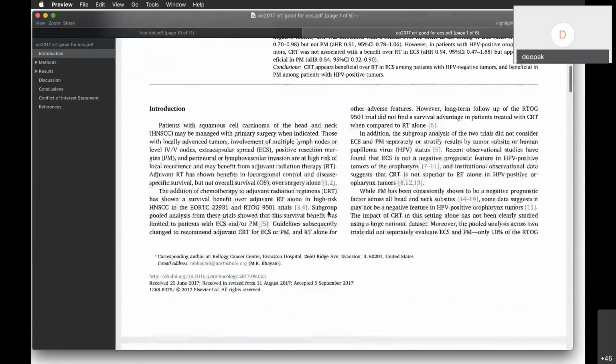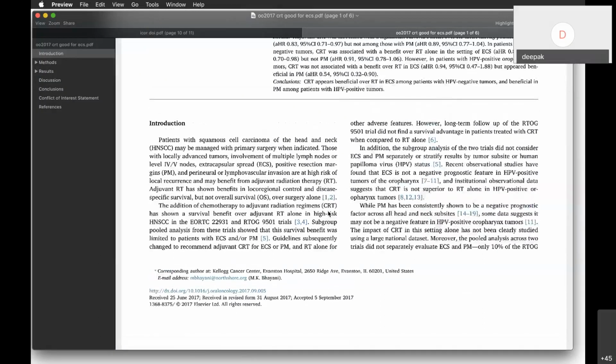So again, when you look at it, the introduction is very comprehensive. They've talked about patients who are locally advanced, patients who have extracapsular spread and positive margins, and also patients who've had adverse pathological features like perineural and lymphovascular invasion. And these are patients who are at high risk. And we have data from trials to suggest that these patients may not only improve from adjuvant RT, but also improve by adding the chemotherapy regimen in weeks 1, 3, and 5.